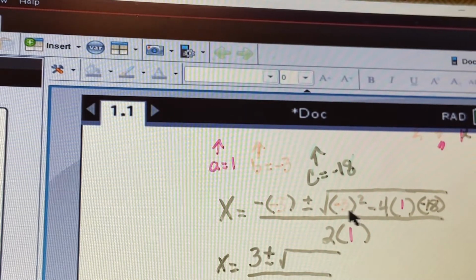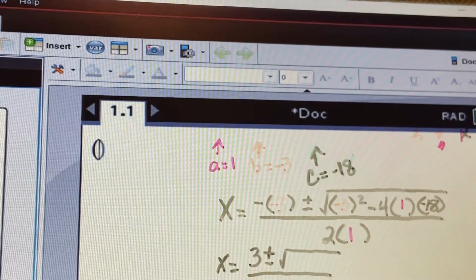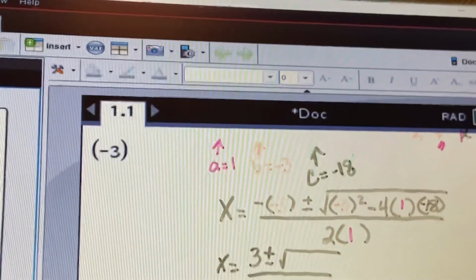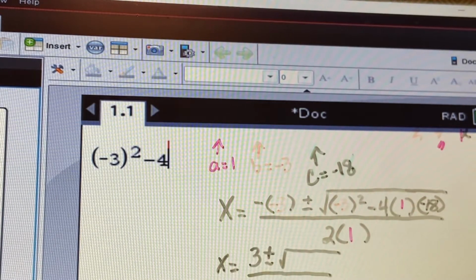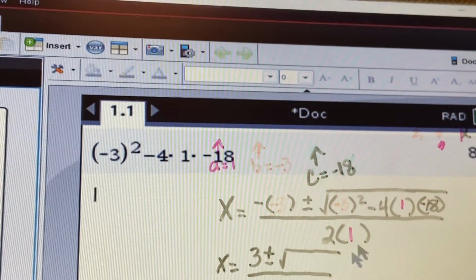Okay, so I'm just typing this part in. So I'm going to parenthesis, -3, close parentheses squared. I don't know what Stella's doing. 4 times your a, which was 1, times our c, which was -18. Close that up and hit enter. See what we get? 81.